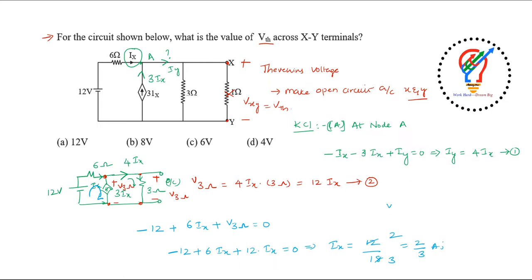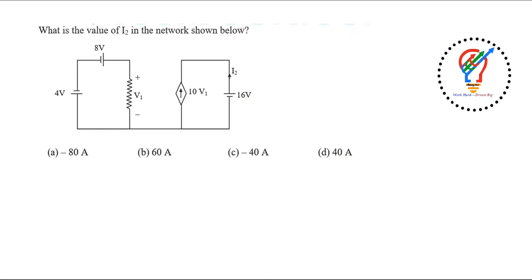Now what about the v3 ohms? So v3 ohms is equal to 12 into ix value. So what is the ix value? It is nothing but 12 into 2 by 3. So the answer will be 4 into 2, which is nothing but 8 volts. The answer will be B here. So this is the answer for the question here. It is 8 volts. So we'll move to the next question here.